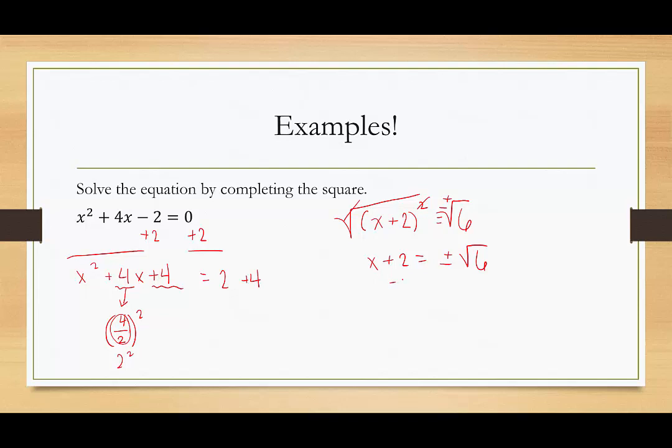And last step, subtract 2 from both sides to isolate our variable, giving us x equals negative 2 plus or minus the square root of 6. So how many solutions do we have? We have 2 solutions. One solution is negative 2 minus the square root of 6, and the other solution is negative 2 plus the square root of 6. So we see our 2 solutions here in our first example.